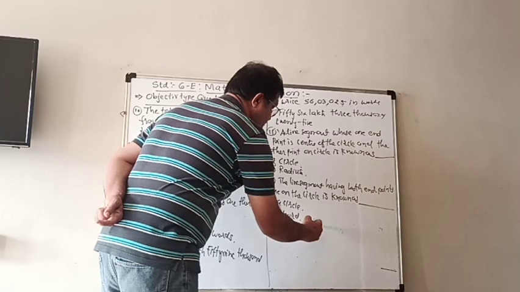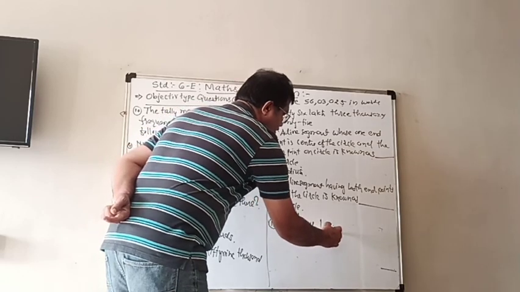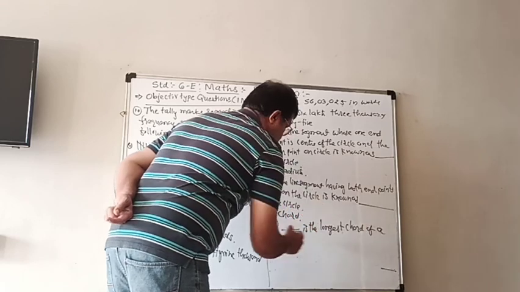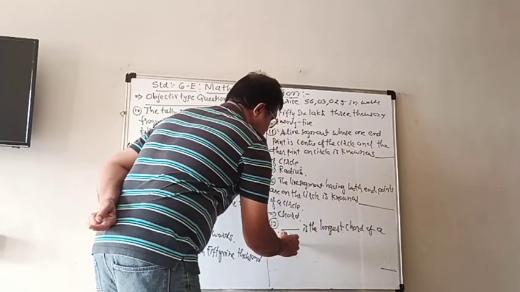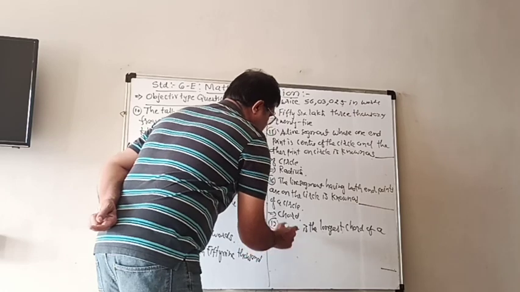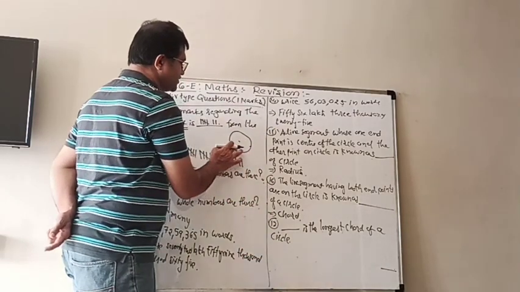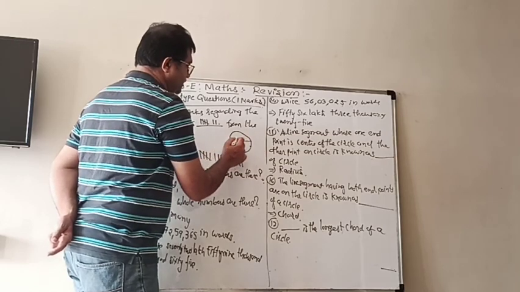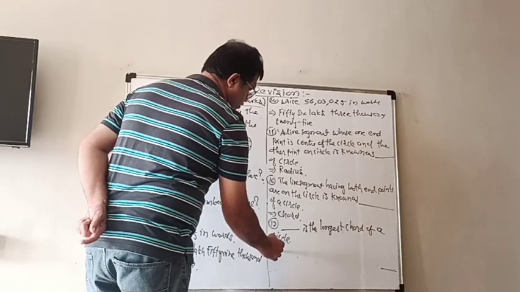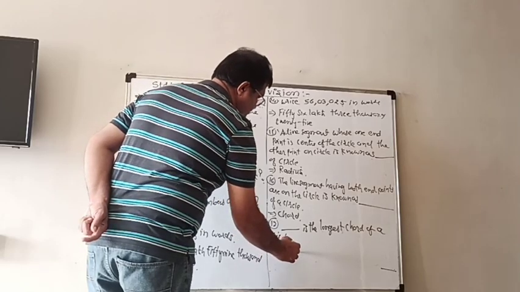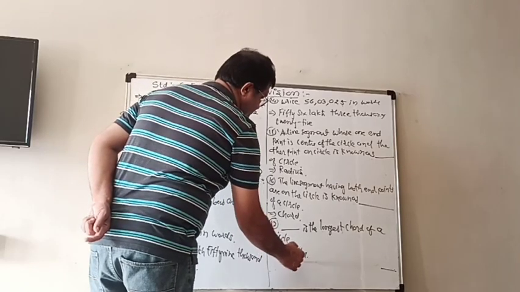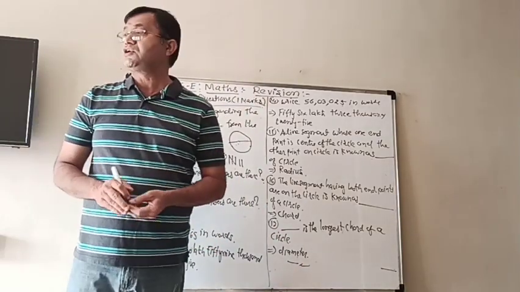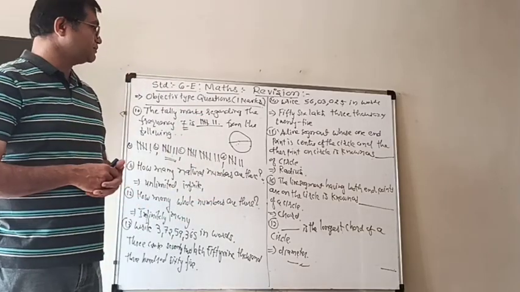Dash is the longest chord of a circle. So in a circle, if this chord is passing through the center, that will be the longest and it is known as diameter. So your answer is diameter. So diameter is the longest chord of the circle.